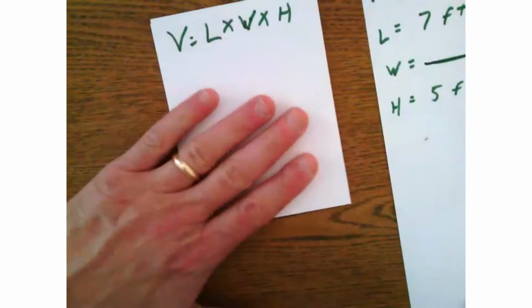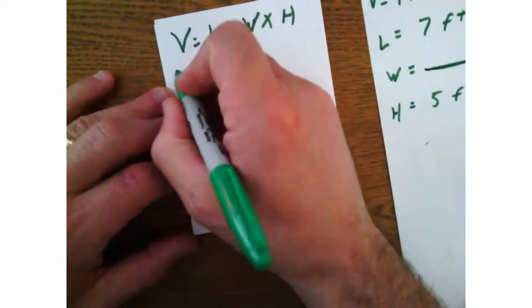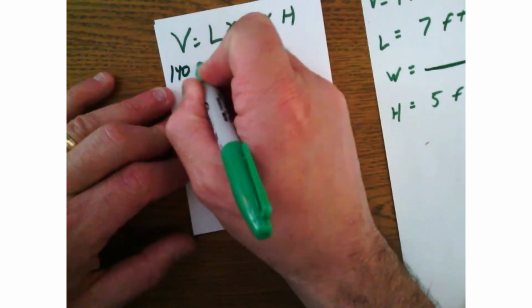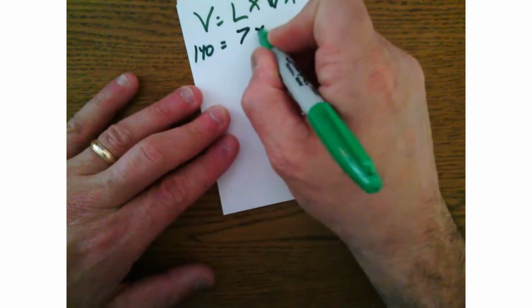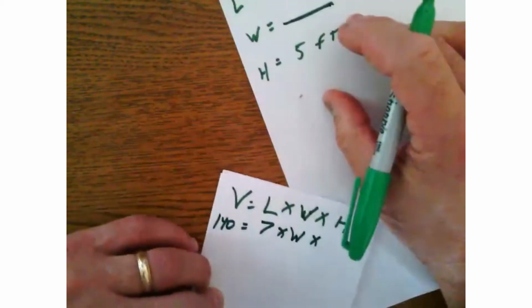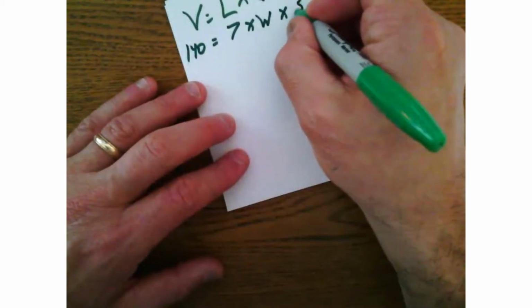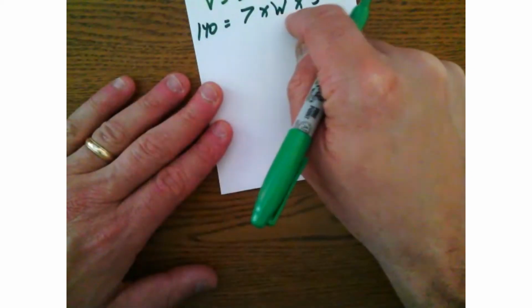Use the same formula. It's exactly the same, and we're doing some substitutions. So we know volume is 140. I'm just going to leave off the units in the cubed because I just want to deal with my numbers right now. I know length is 7. Width I don't know. And height I do know is 5. Okay, so I know 140 is 7 times something times 5.